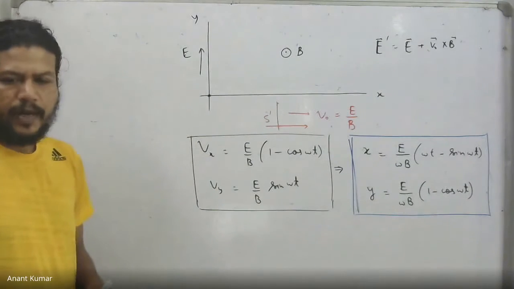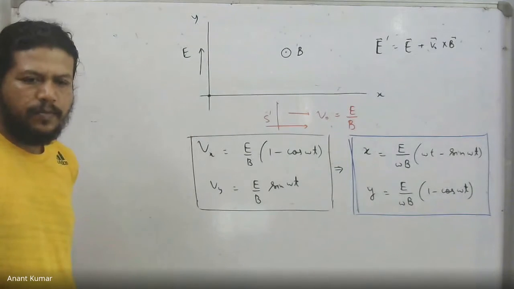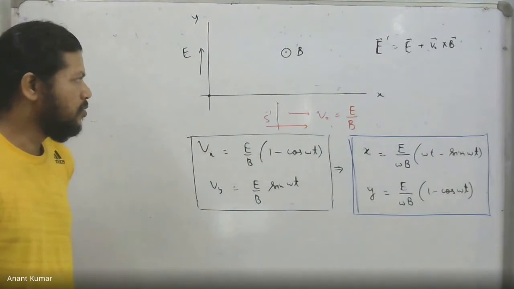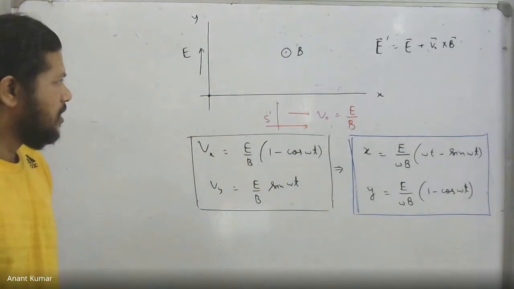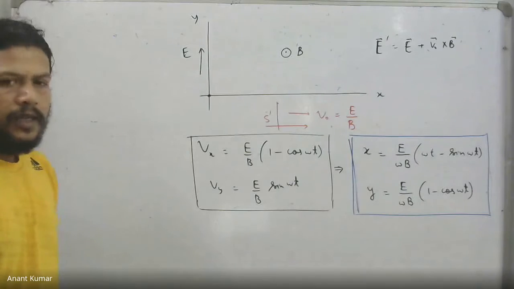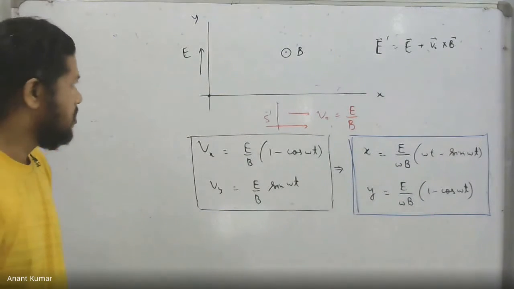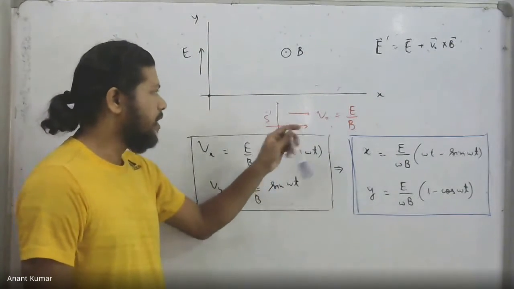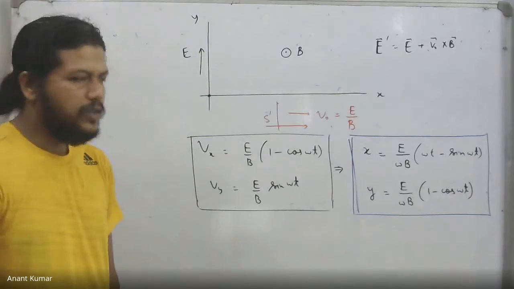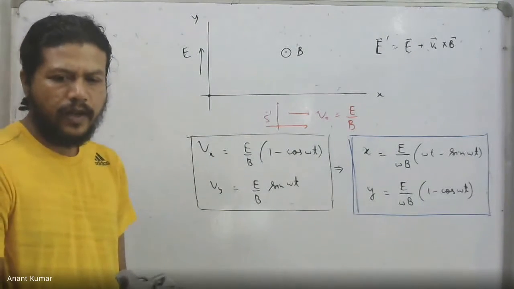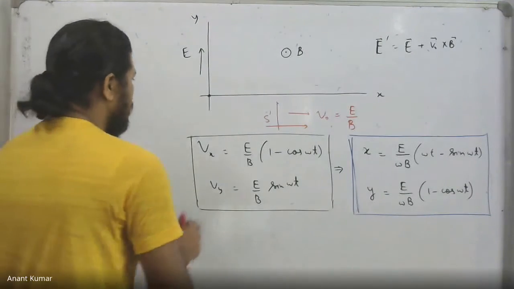the reference frame S prime, which moves in such a way that the speed is positive, say E by B, and it is moving along the positive x axis. In that case, what we find is that the electric field in this new reference frame is 0, because V cross B will point downwards and the magnitude is exactly equal to E itself. So in this new reference frame, E vanishes. There is no E.